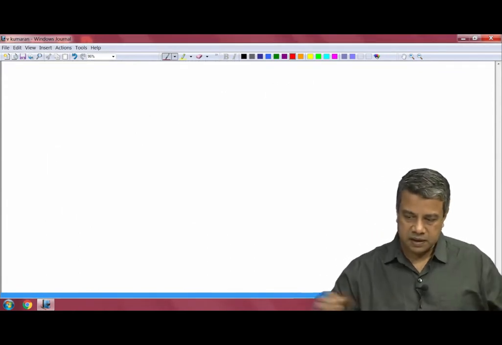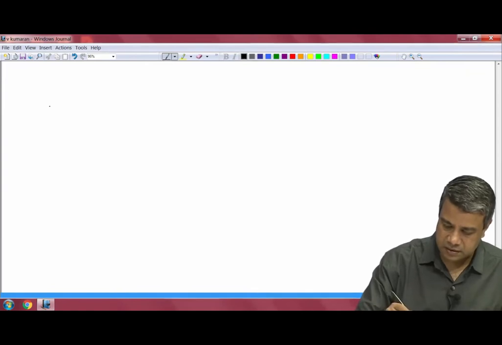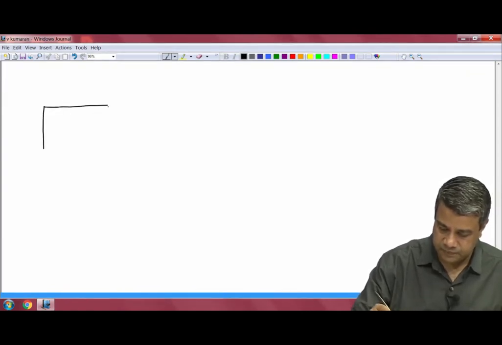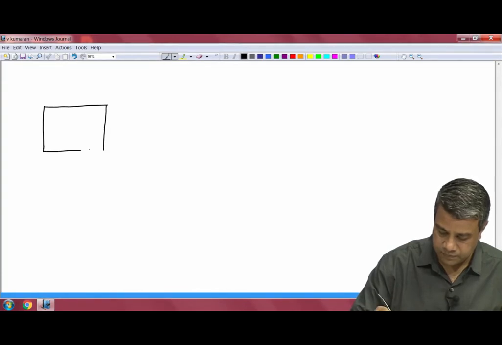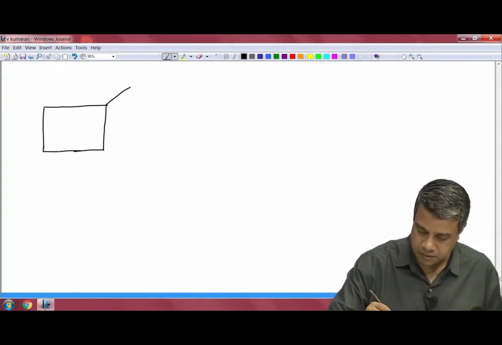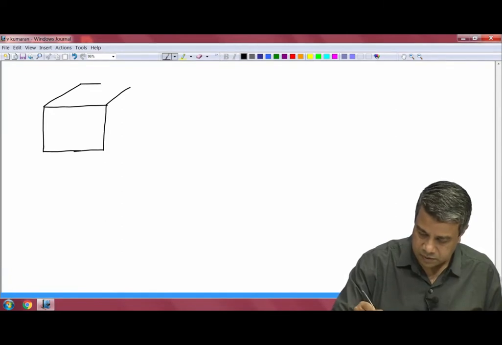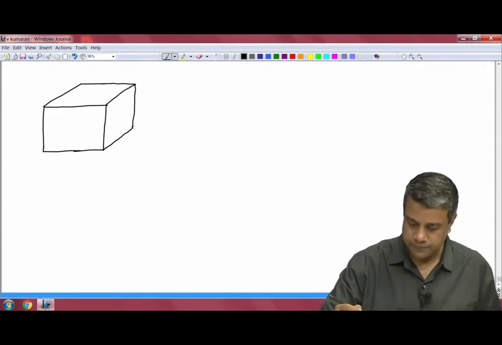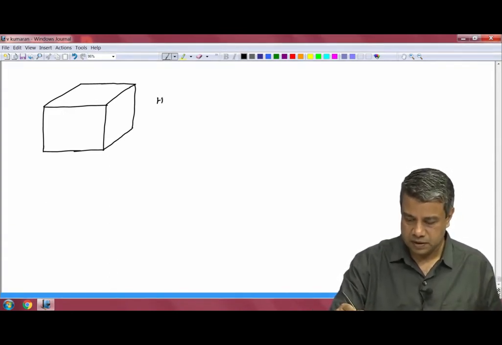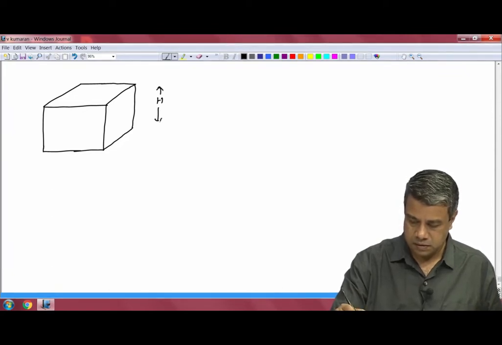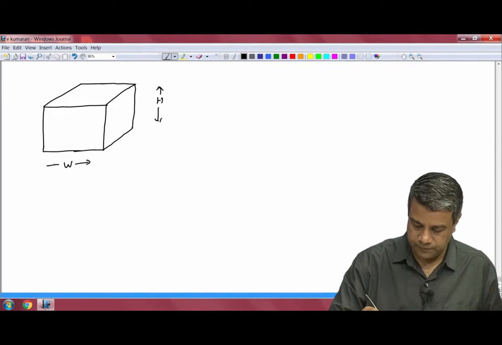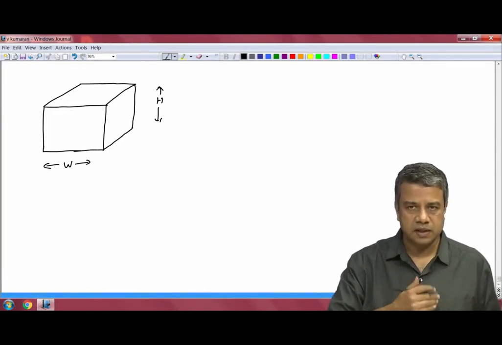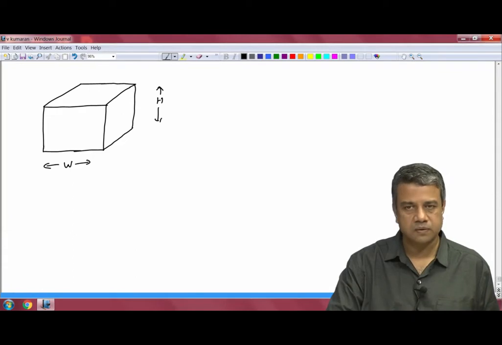Here we will solve the next problem, which is the flow in a rectangular channel of height h, width w, and we will assume it is a unidirectional flow. So, there is no variation of velocity with respect to the x direction.